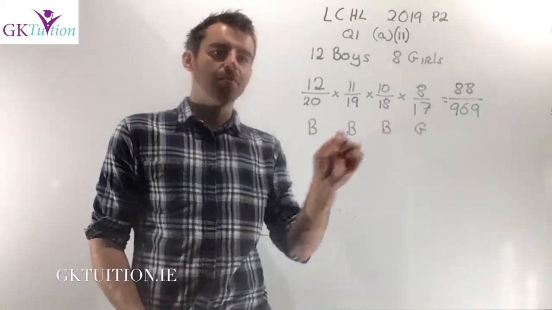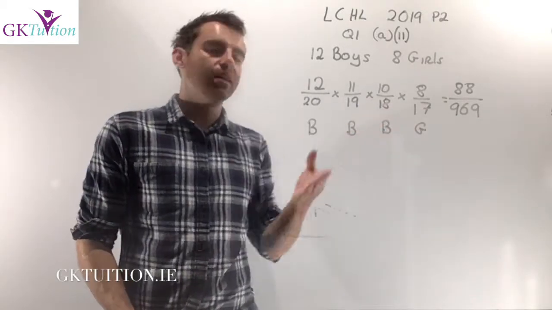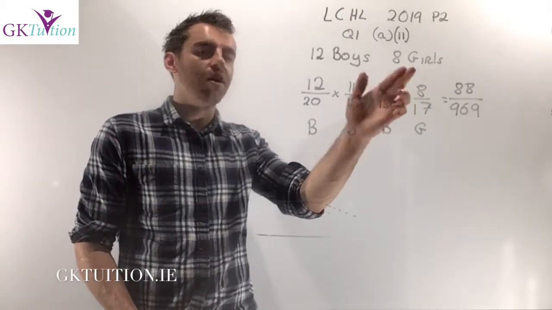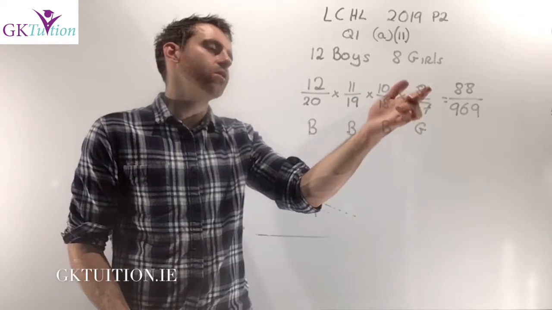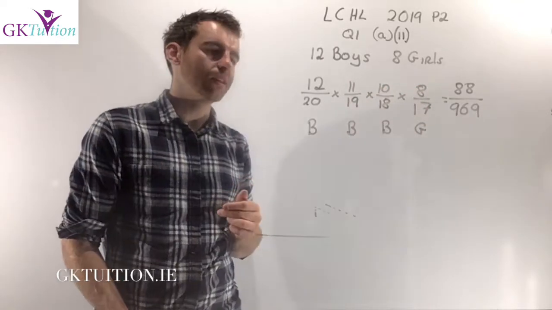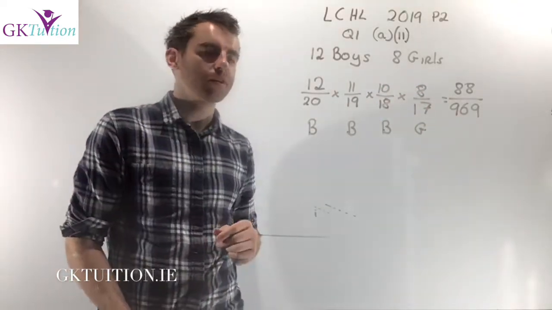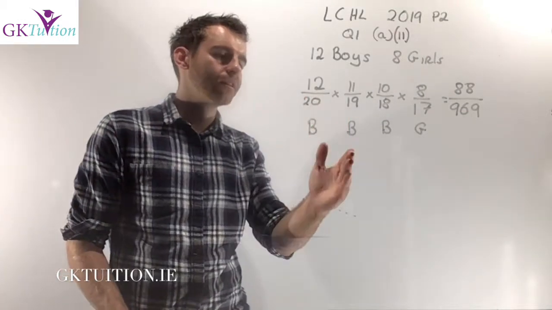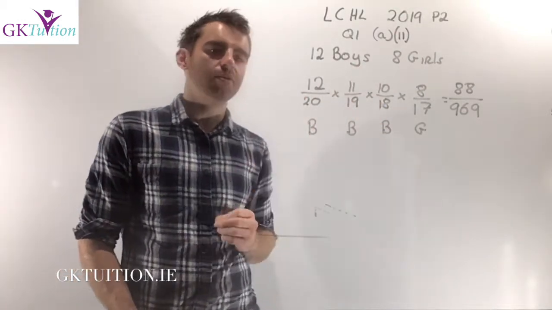Then the next one I need to be a girl. There's only 17 left in the class and there's still all 8 of the girls. So the chances you pick a girl is 8 over 17. The reason I'm multiplying them all by each other is because I want to pick a boy and another boy and another boy and another girl.